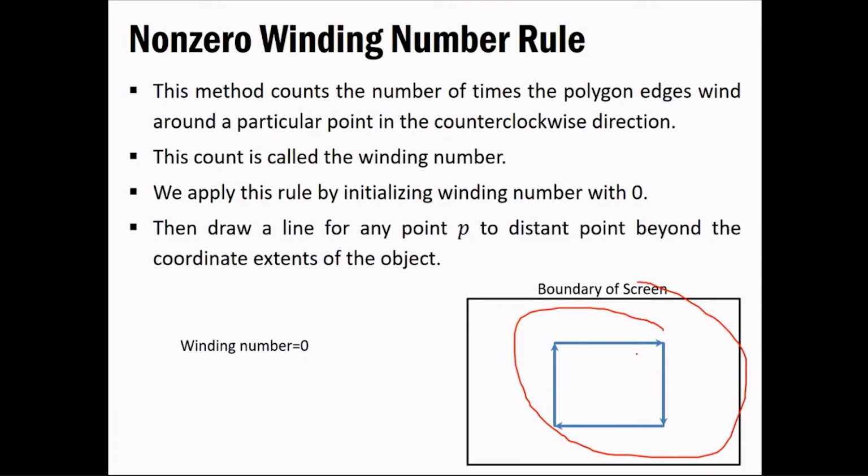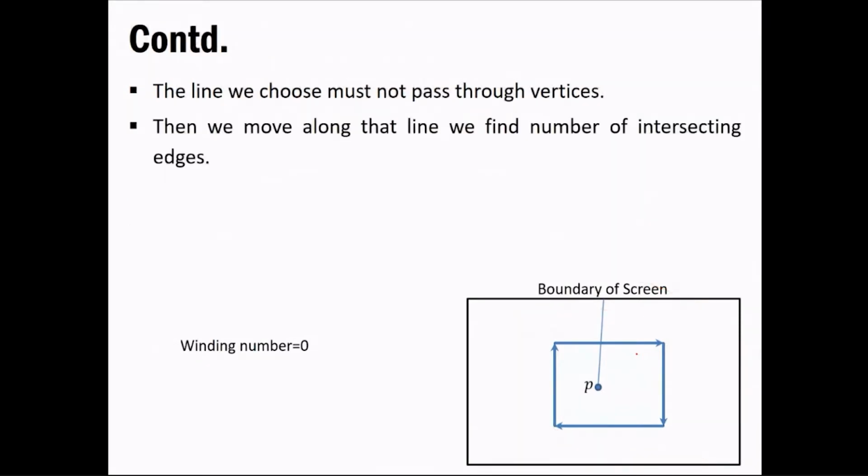Now again you have to consider one point, as we have seen in our earlier example, that is point p, and you draw one line starting from that point to a distant point, beyond the boundary of the polygon and up to the boundary screen. What you have to check is that the line we choose must not pass through the vertices, because if it does, you are not going to get an accurate result. Then we move along the line and find the number of intersecting edges. Again the same fundamental is applied here: you have to deal with the intersecting edges.